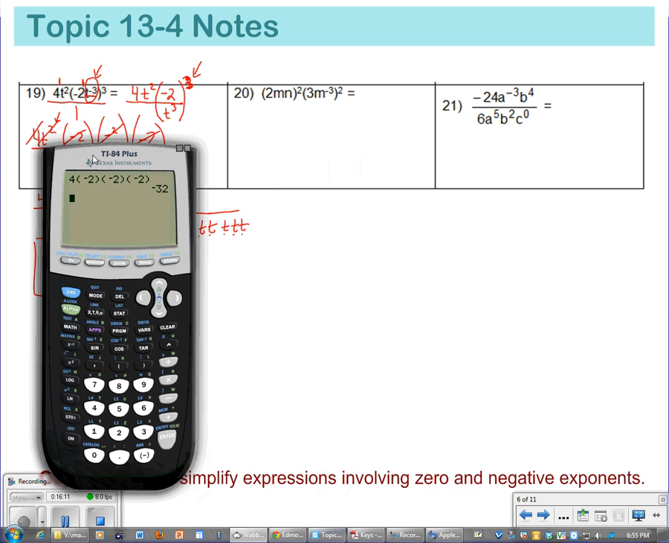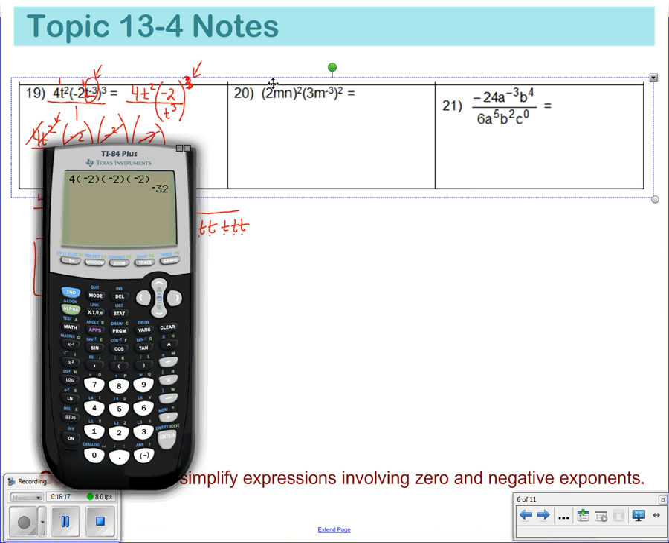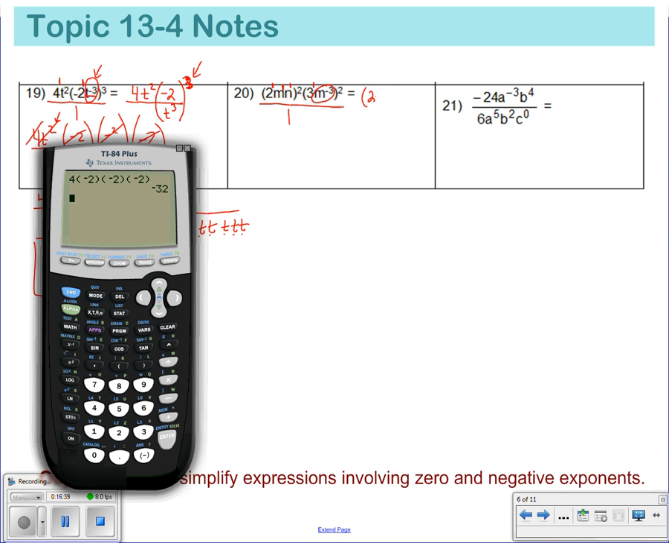Okay, let's look at number 20. Anything that doesn't have an exponent, put a 1. So we have 2 to the 1 power, m to the 1 power, n to the 1 power. In my first parenthesis, I have 3 to the 1 power, and oh, I see a negative. So it tells me I need to rewrite this.